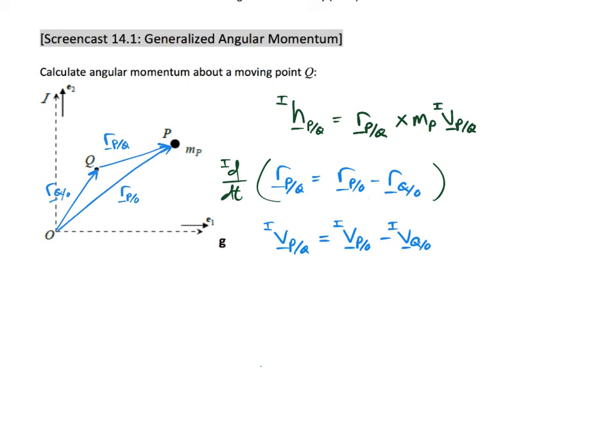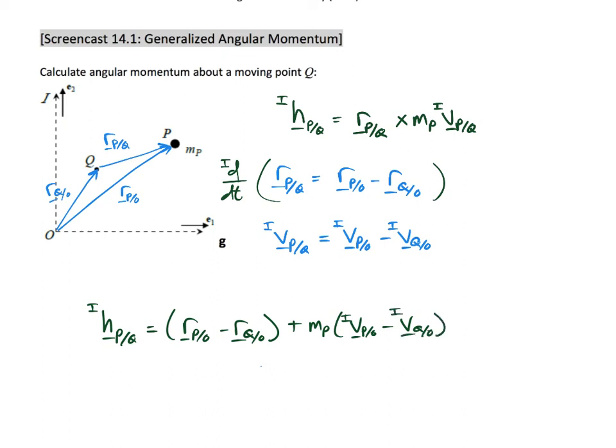Let's substitute these two expressions into our equation for angular momentum, and we get that the angular momentum of P with respect to Q is equal to R of P with respect to O minus R of Q with respect to O, crossed with the mass of our point P times the velocity of P with respect to O as observed in the inertial reference frame minus the velocity of Q with respect to O as observed in the inertial reference frame.